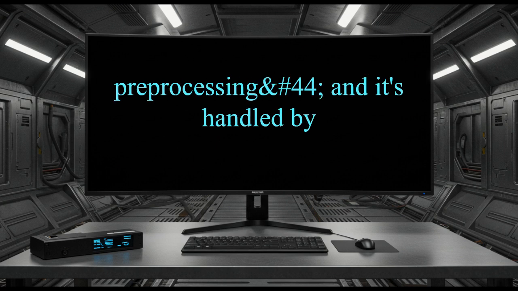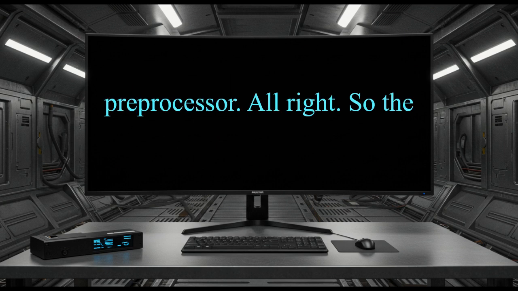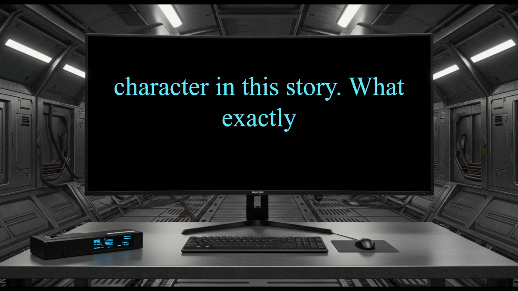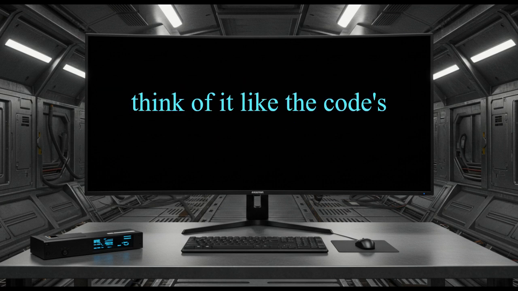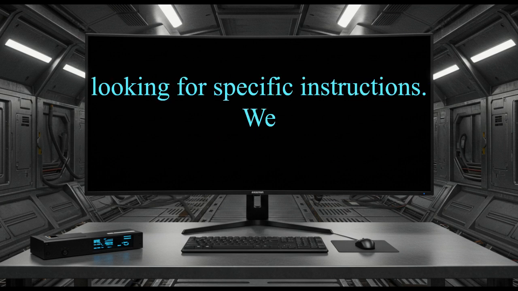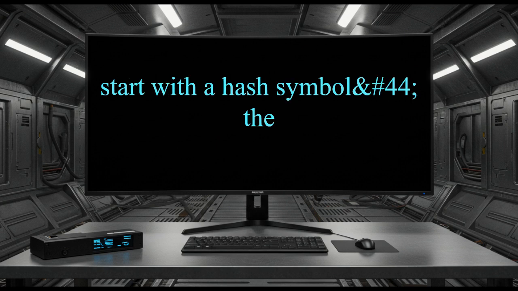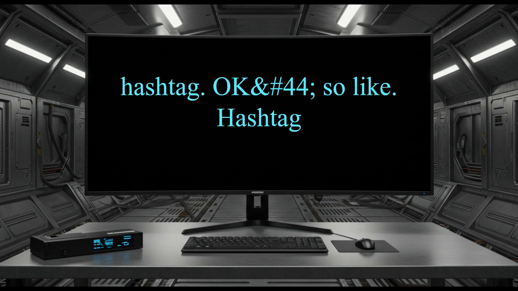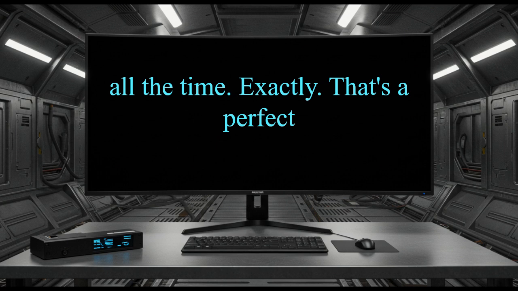The first one is preprocessing, and it's handled by, you guessed it, the preprocessor. All right, so the preprocessor, that's our first character in this story. What exactly does it do? Well, you can think of it like the code's assistant, like a little helper. It goes through your code looking for specific instructions. We call them directives, and those always start with a hash symbol. Like #include <stdio.h>, that thing we use all the time. Exactly. That's a perfect example.